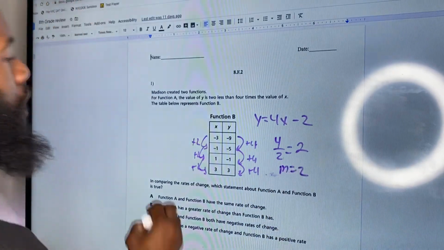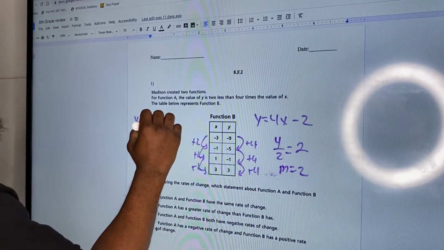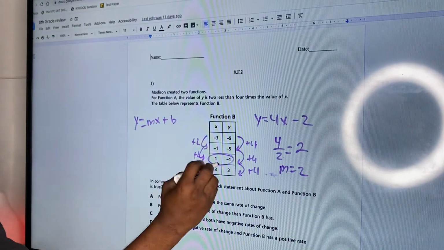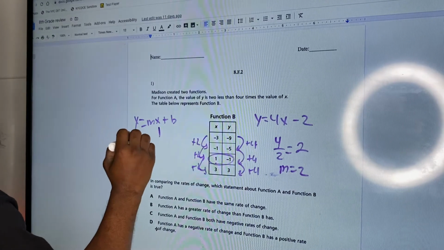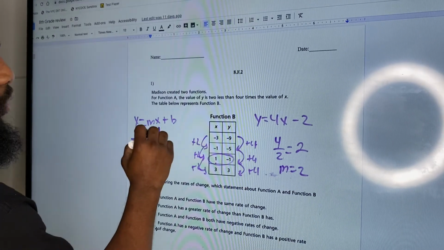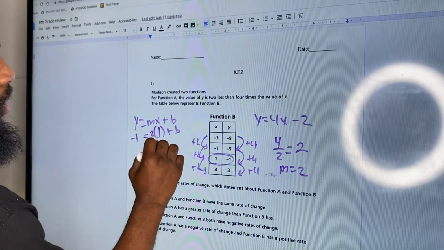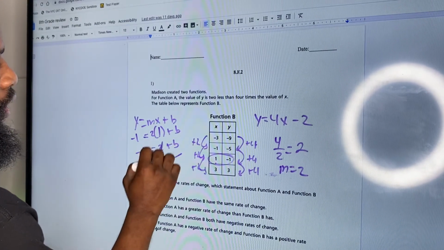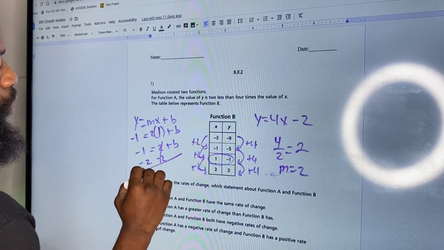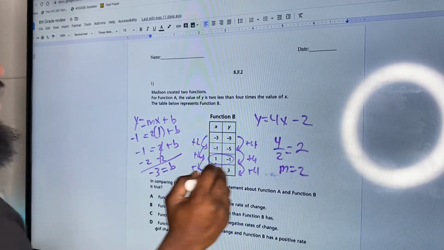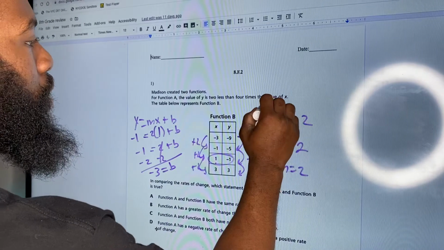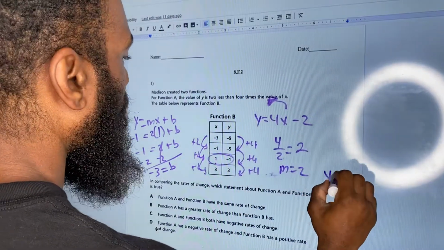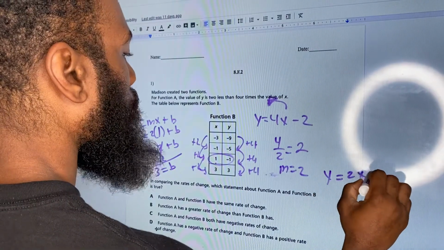We have to find our b by using the slope-intercept form equation. So let's pick a coordinate. X is 1, y is -1, m is 2, plus b. 2 plus b equals -1, minus 2 minus 2 eliminates. -1 minus 2 is -3, equals b. So for this table, y equals 2x minus 3.